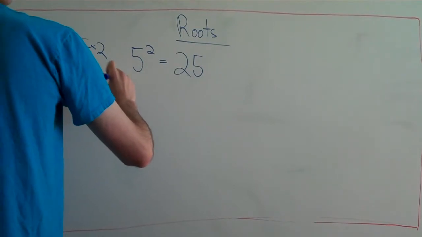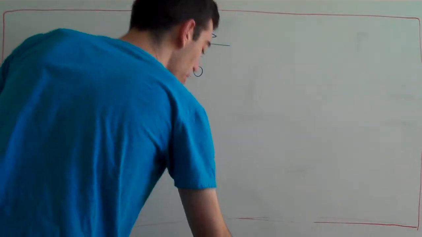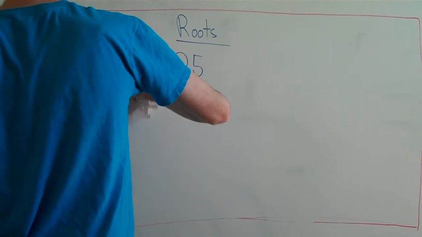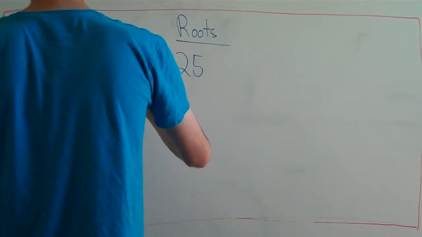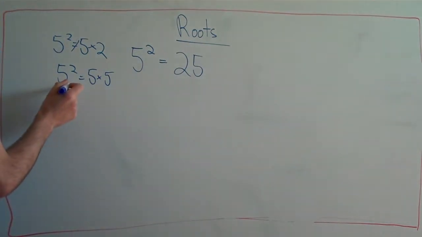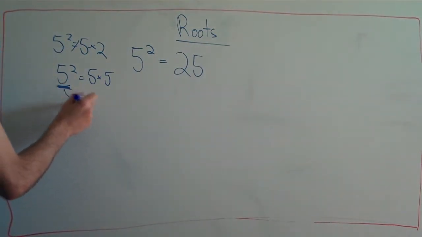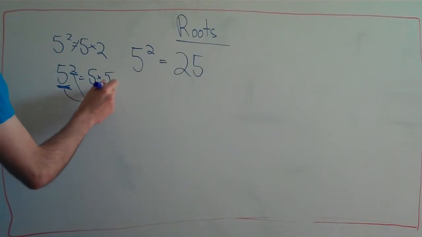Apparently I think that as well. I do make that mistake, by the way. I make that mistake all the time. Everyone does. This is the base. This is what you're multiplying. This is the number of times you're multiplying it.